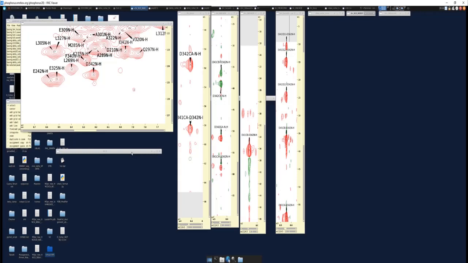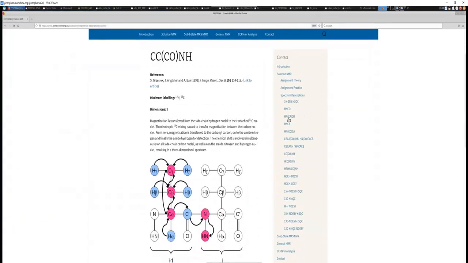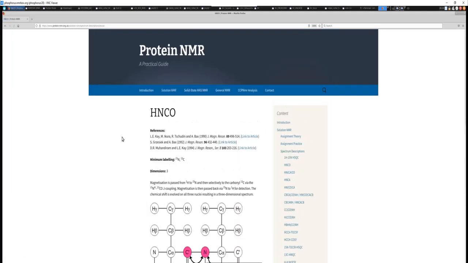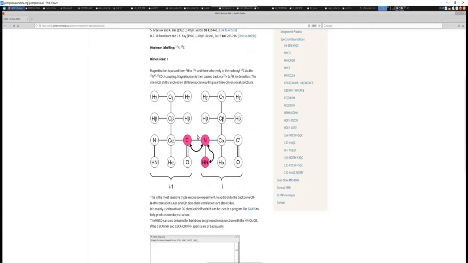And so far, we've been looking at the carbons within the side chain, right? The C alphas, the C betas, the C gammas, deltas, epsilons. However, you can use the carbonyl as well. So if we go here, there's an experiment called the HNCO. And what this correlates is the amide nitrogen to the carbonyl carbon. And so as you'd expect, or sorry, the I-1 carbonyl carbon. And as you'd expect, in each strip, you'll see only one peak.